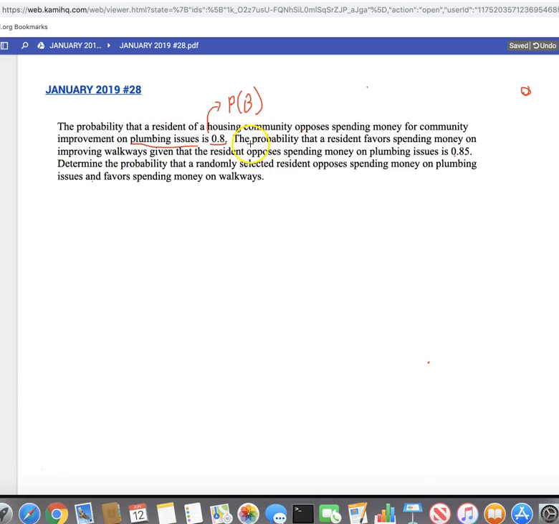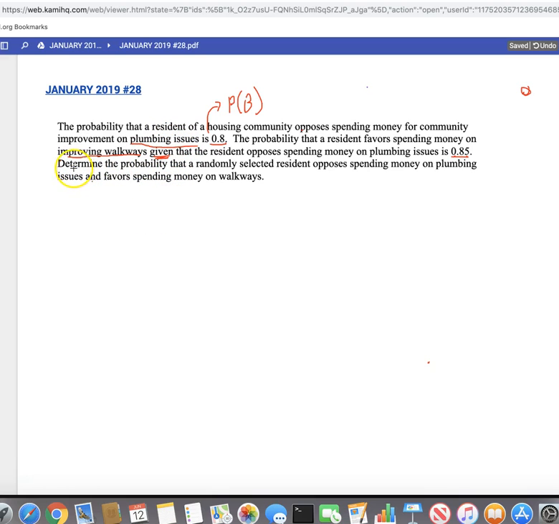Next, we are told the probability that a resident favors spending money on improving walkways, given that the resident opposes spending money on the plumbing issues, is 0.85. So we have another probability here, but this isn't an individual probability because of the word given. This is our conditional probability.